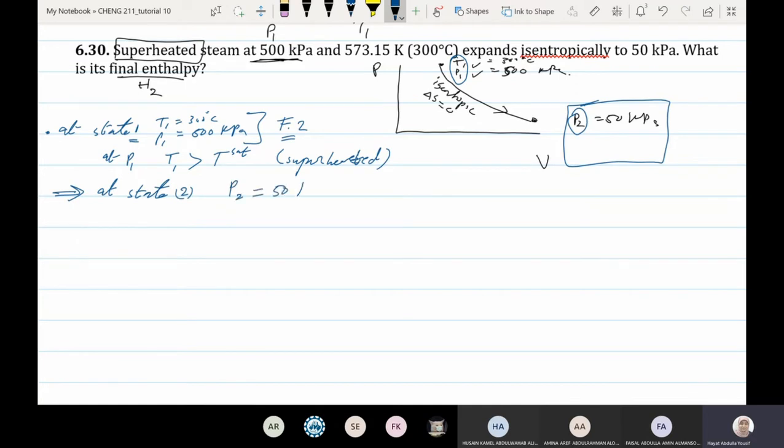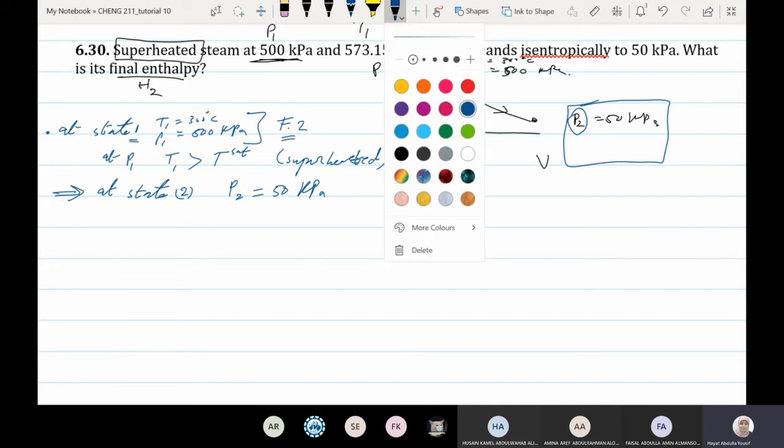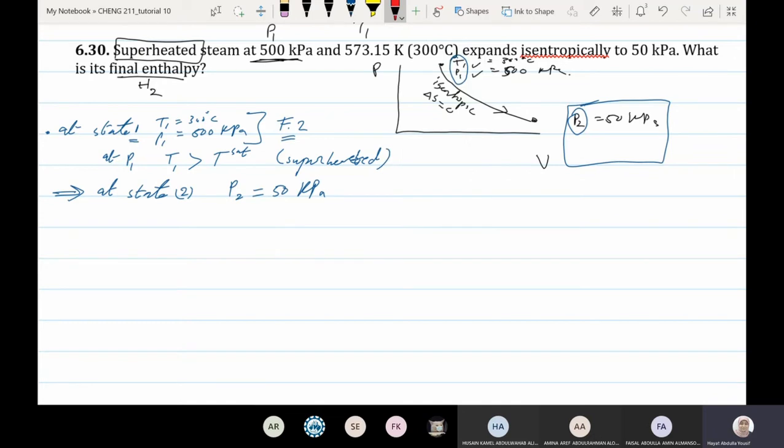P2, which is 50 kilopascal, unless I have a relationship between state 1 and state 2, and this is what we mentioned this morning. This morning when we solved some problems, sometimes there are links between state 1 and state 2. Here, what is the link? They already mentioned that between state 1 and state 2, it is isentropic. And because it is isentropic, delta S is equal to 0, meaning S1 is equal to S2. And this is the information that I will need here.